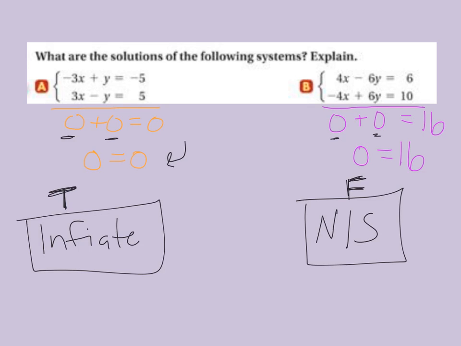So infinite solutions means that they would be dependent because it would be the same line. No solution means the two lines would be parallel. So they would be inconsistent.